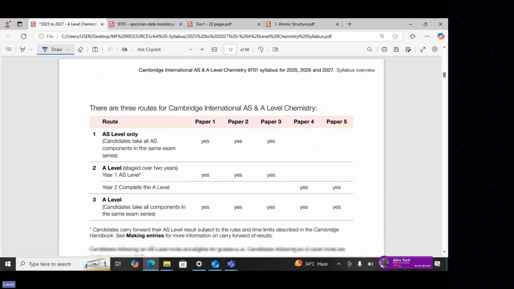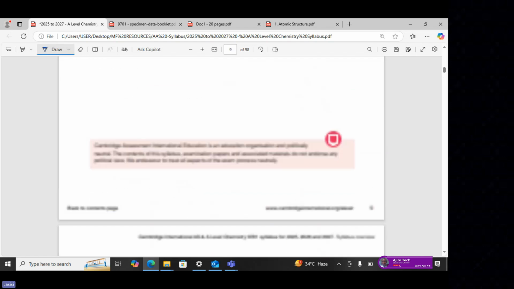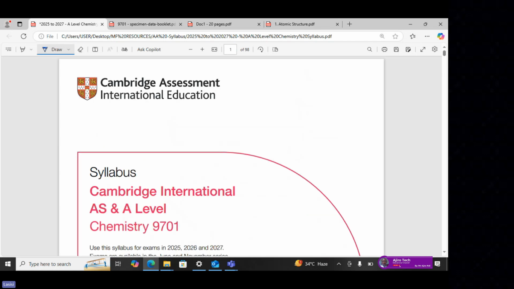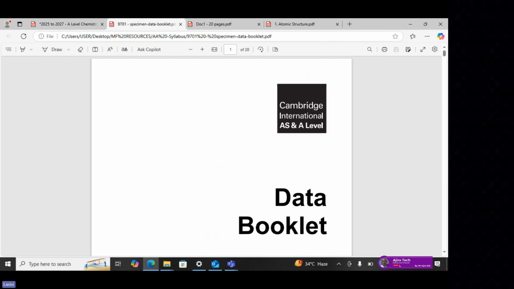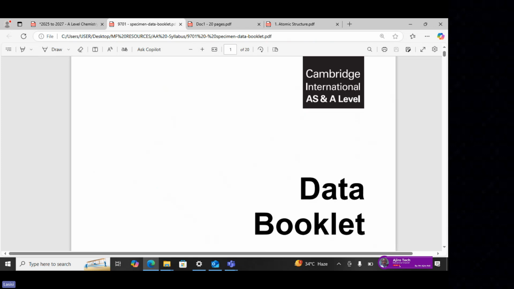So there are 2 things you need to have. Number 1, apart from the test, we need the syllabus. This syllabus is for 2025-2027 students, so you need to look at it for the 2025, 26, 27 exams. Is that okay? You need a syllabus. Number 2, you need a data booklet. The data booklet contains constants that will be given during the exam.